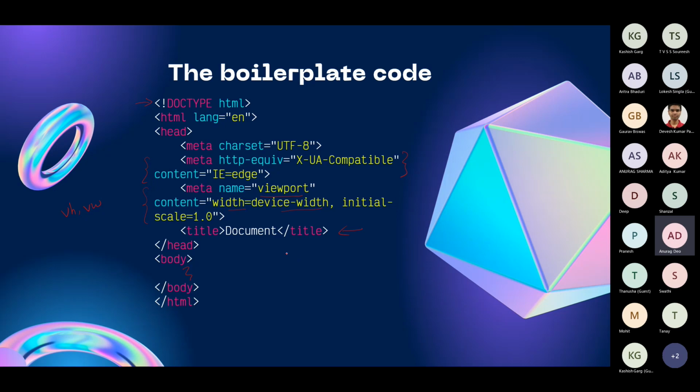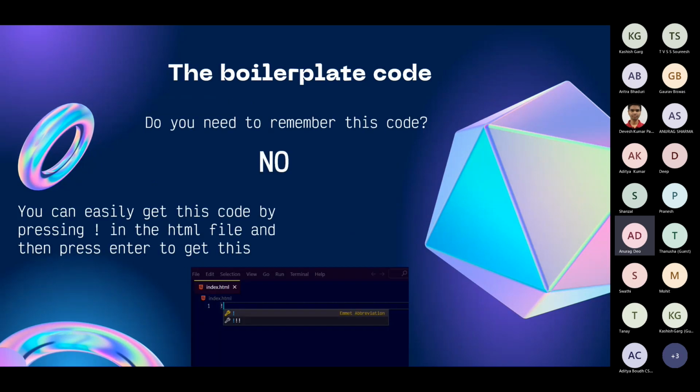As I mentioned earlier, the title tag is used to give the title to the web page. When I code the website, I will show you where the title actually goes. Then comes the body tag, under which you will write everything. So now the question arises, do we need to remember this? The answer is no. We can easily get this code by simply pressing an exclamation mark and then pressing enter. So let me show you.